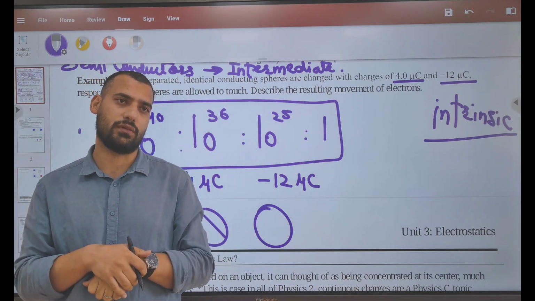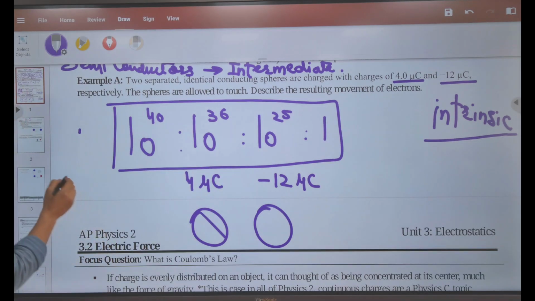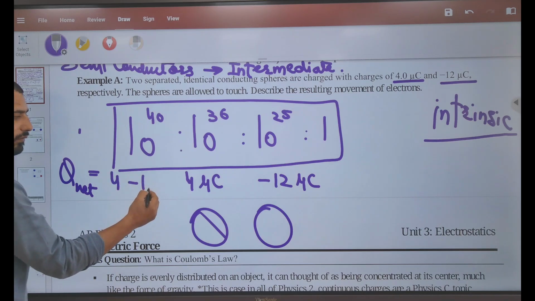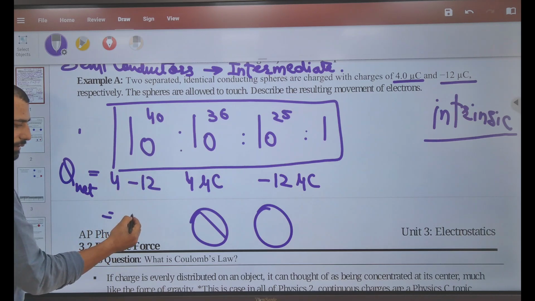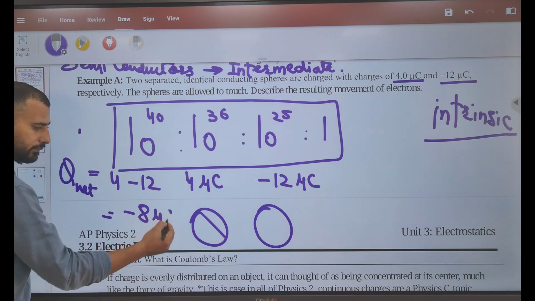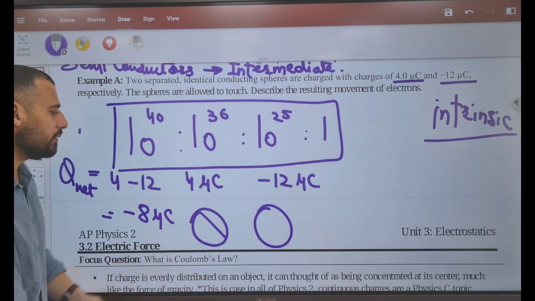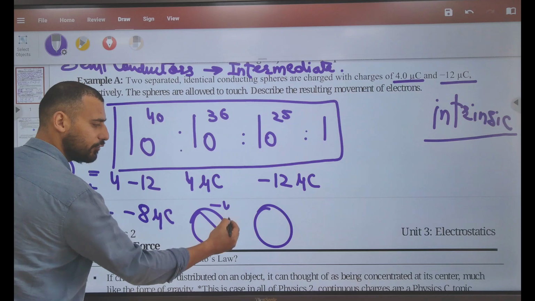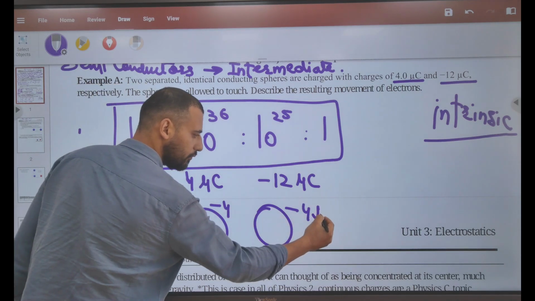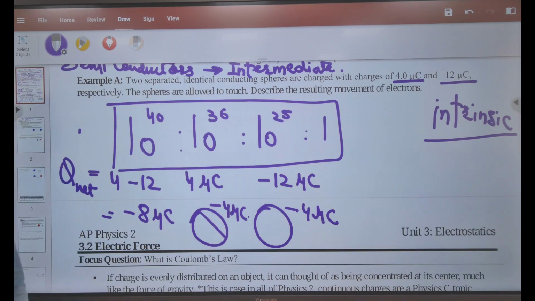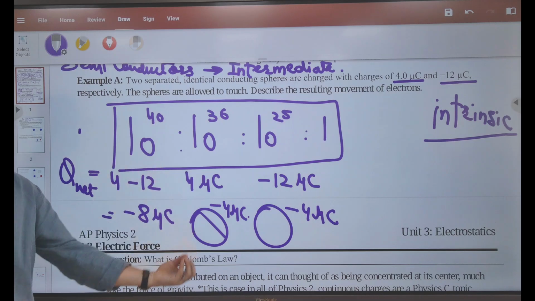How is that possible? So what will happen is, first we calculate the net charge. Net is 4 minus 12, and that is how much? Now, because these two bodies are symmetric, it is simple. This body will have negative 4, and this body will also have negative 4. Is that clear? Both the bodies will have negative 4.